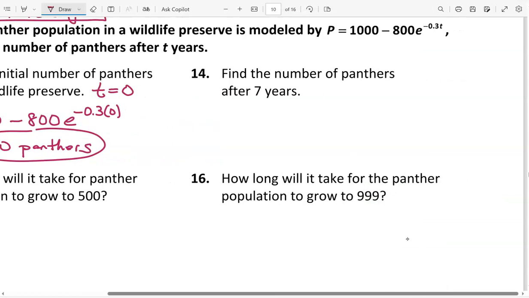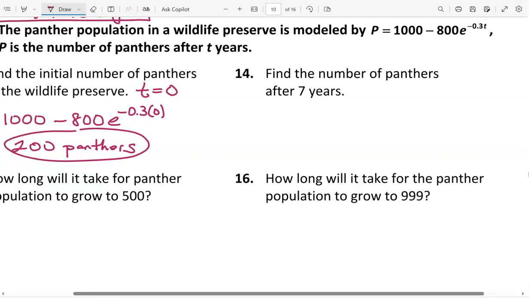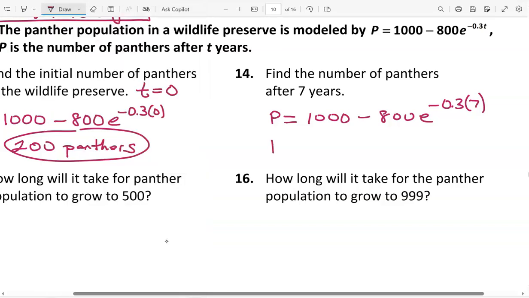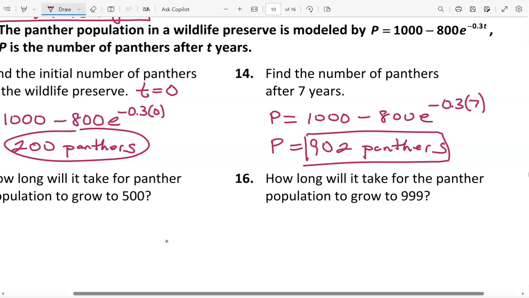In number 14, find the number of panthers after 7 years. So this is a very similar question. P is equal to 1,000 minus 800 times e to the negative 0.3 times 7. This we definitely will need a calculator for. So I'm just going to redo that same calculation from the previous question, only I'm going to change that 0 to a 7. And now we have 902 panthers. What rounding makes sense would be a whole number of panthers. We probably wouldn't give an estimate using a tenth of a panther or something like that.